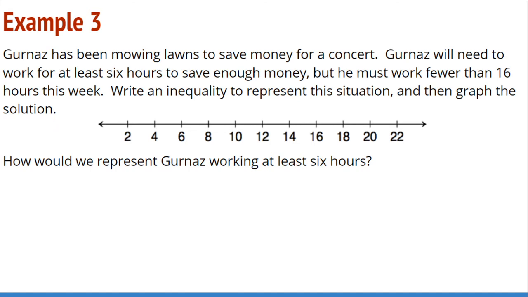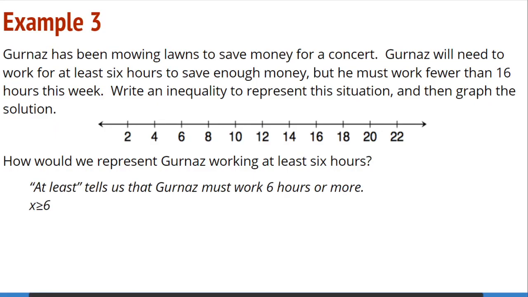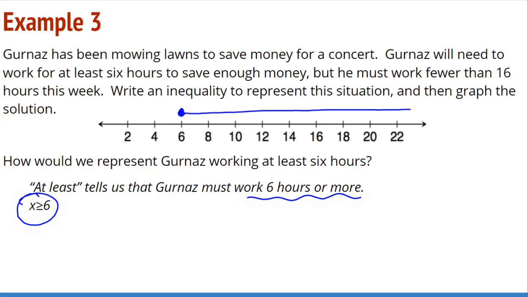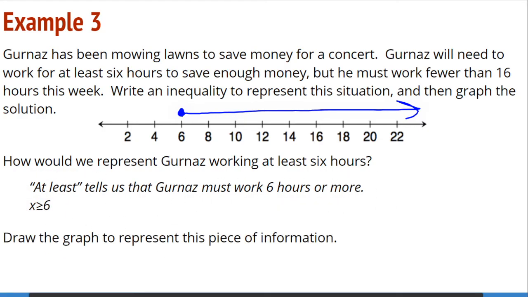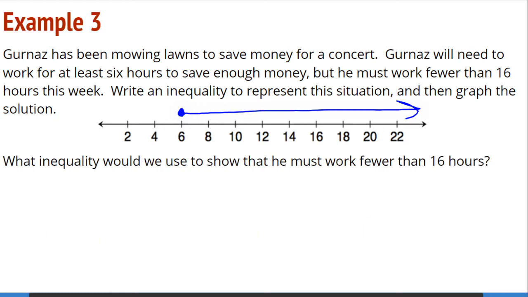So if we were to show he's working at least 6 hours, at least tells us he must work 6 or more, the least. So his amount of work is going to be greater than or equal to 6. And on our number line, we should be thinking, I can fill in the circle at 6, and I know that I'm headed to the right. And I already drew the graph.